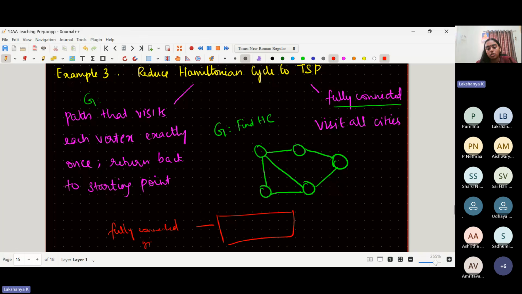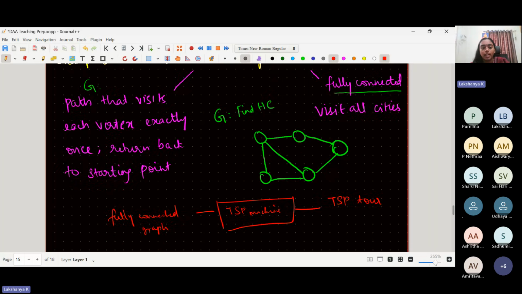Meaning every node should be directly connected to every other node. That is the constraint given to us. And it will give you a TSP tour or path, whatever you call it, as the output, right? So now this graph I have here is not fully connected. So what do I do? If I had a fully connected graph, I would give it to my TSP machine. It will give me a TSP tour. From that, somehow I can try to find a Hamiltonian cycle. But this graph is not fully connected in the first place.